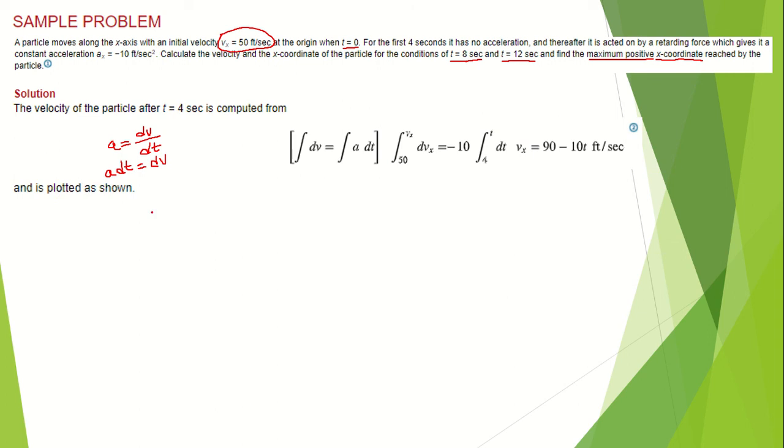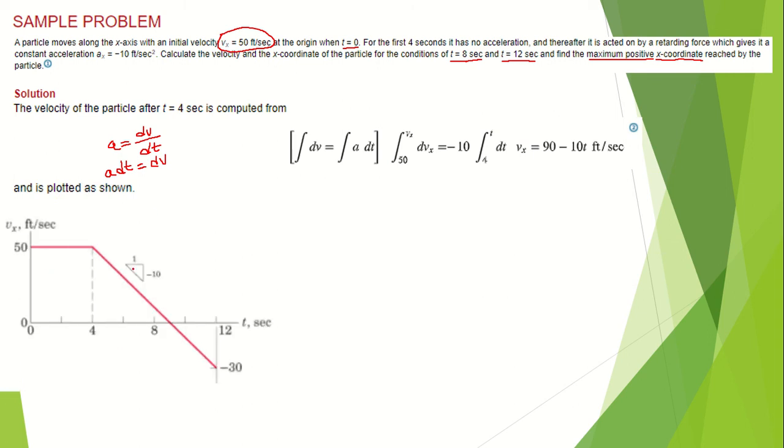it is plotted as shown here. So here at t equal to 0, we already have the velocity vx, that is already 50. This horizontal axis is for the time, in seconds. So at t equal to 0, we have the vx at 50, given here, 50 feet per second. Okay, at the specified times, the velocities are given as follows.